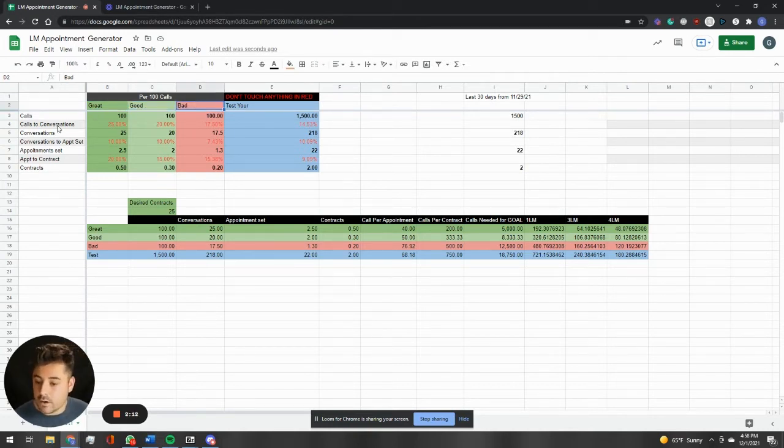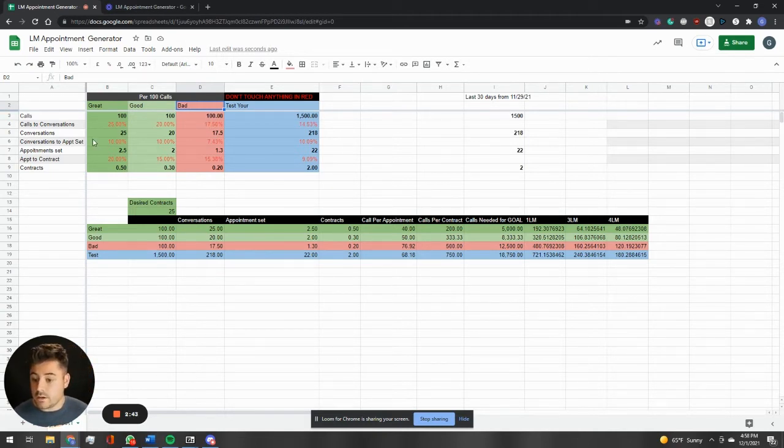So let's break it down. If they do 100 calls, I did a 100 call baseline for these first three columns just because it's simple math. It's a lot easier to see out of 100. I said it would be great for them to do 100 calls and have 25 conversations, 25 people pick up. That's a great scenario. If only 20 pick up, it's still good. But if 17 or less pick up, you can't really have half a pickup, but just percentage-wise, if 17 or less pick up, something's going wrong.